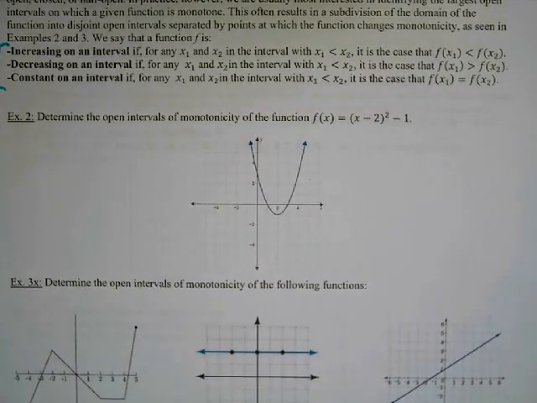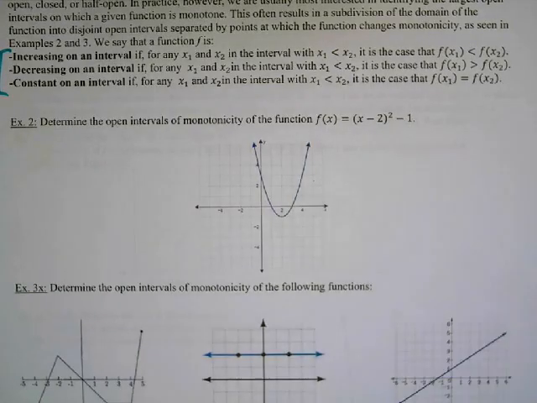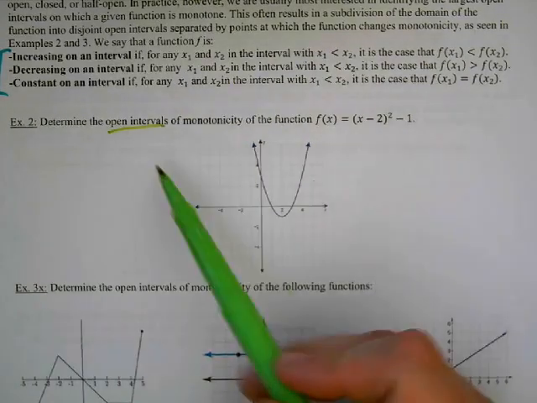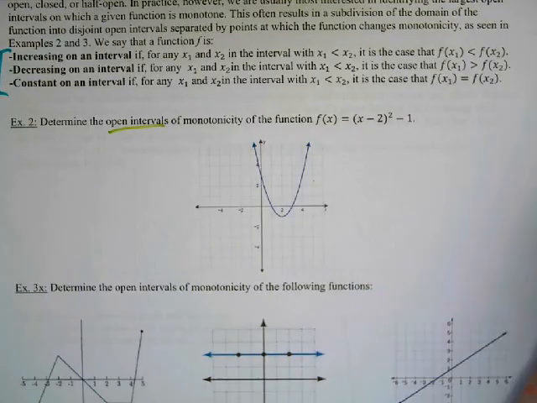So in this example, we have the function given to us, f of x is equal to (x minus 2) quantity squared minus 1. And the instructions in this problem say, determine the open intervals, this is important, determine the open intervals where the function is either increasing, decreasing, or constant.